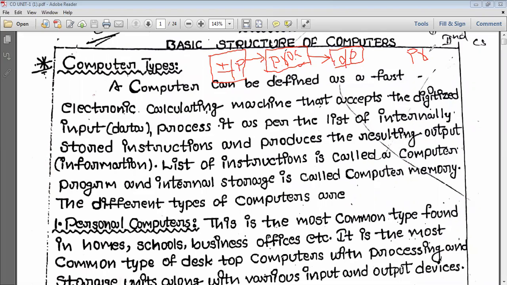What is meant by a program? A program is a sequence of instructions, and those instructions will be stored in the memory. Based on the requirements, we have some computer types. What are they?